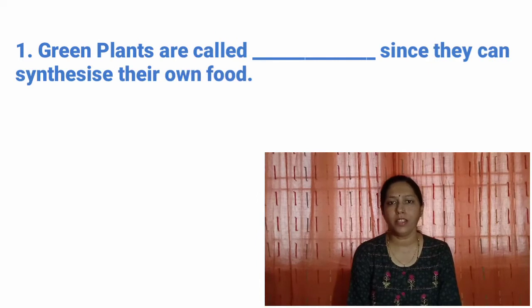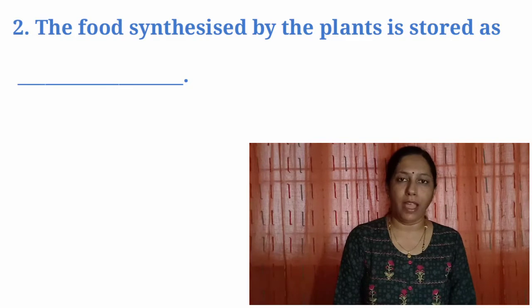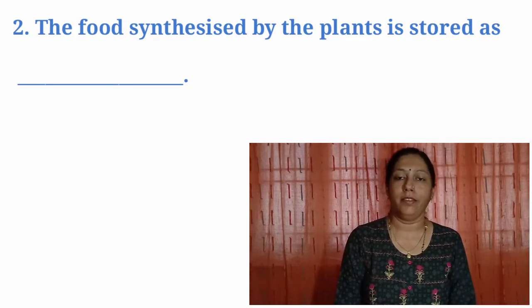Now we will do some small exercises based on this chapter. We will start with the fill in the blanks. The first fill in the blank is: green plants are called dash since they can synthesize their own food. The answer is autotrophs. Second fill in the blank is: the food synthesized by the plant is stored as dash. The answer is starch.